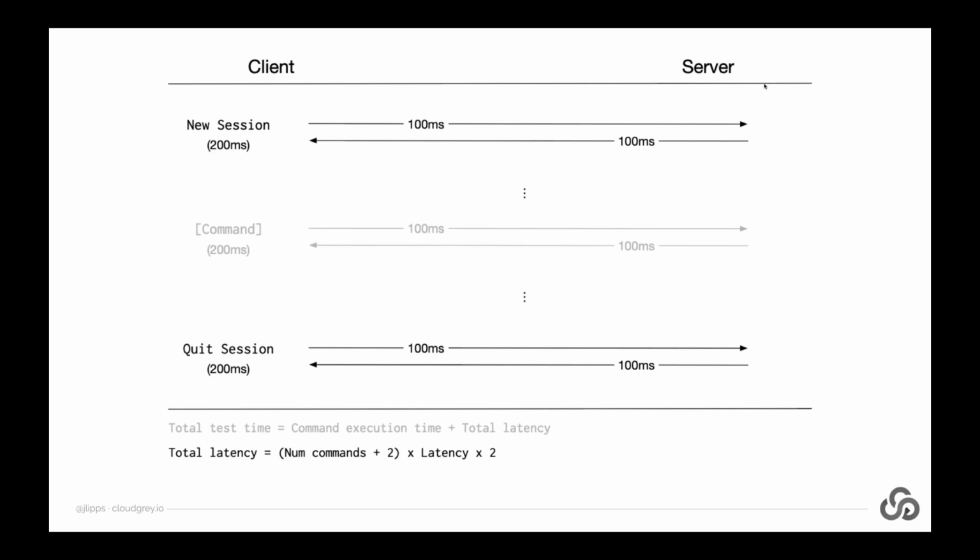Total latency equals the number of test commands or test steps plus two, because we always have the new session and the quit session. So those aren't counted as test steps. Those are kind of boilerplate things that are a part of every single session. So then you have your number of actual test commands. Each of those is multiplied by the latency, average latency really, that exists between the client and the server, and then times 2 because we have both a request and a response, of course. So let's take a look at what that would look like with an example in practice.